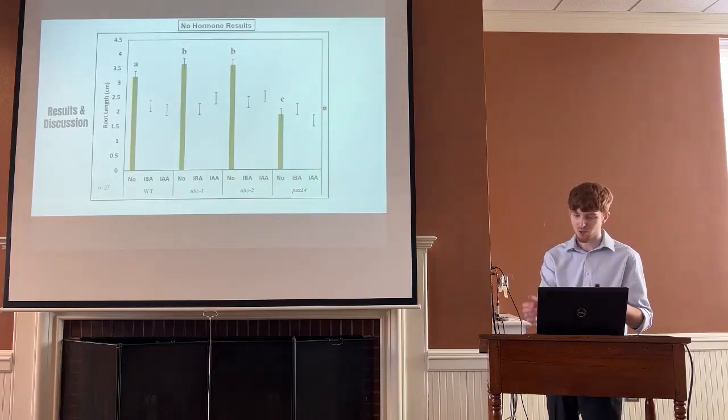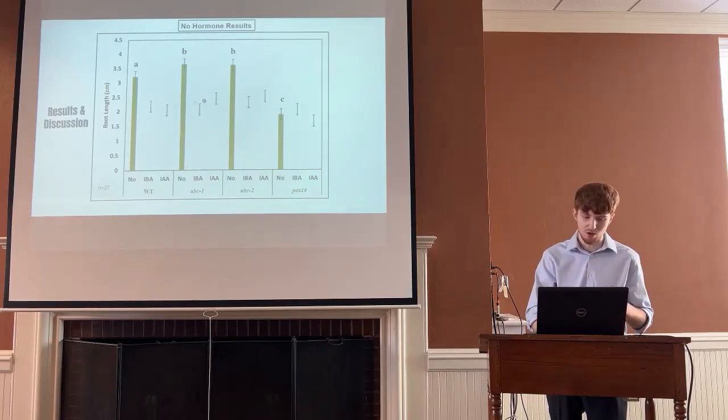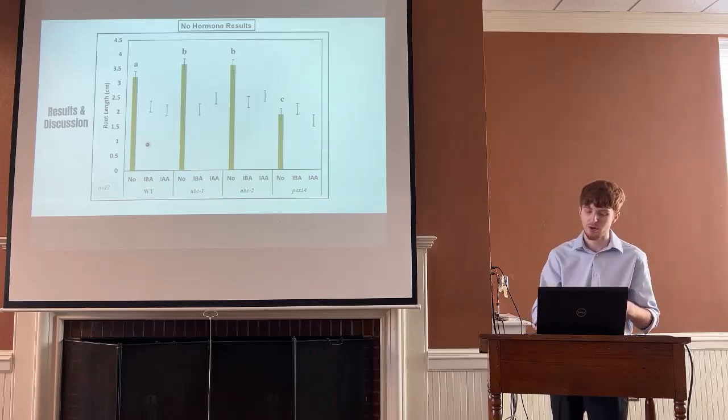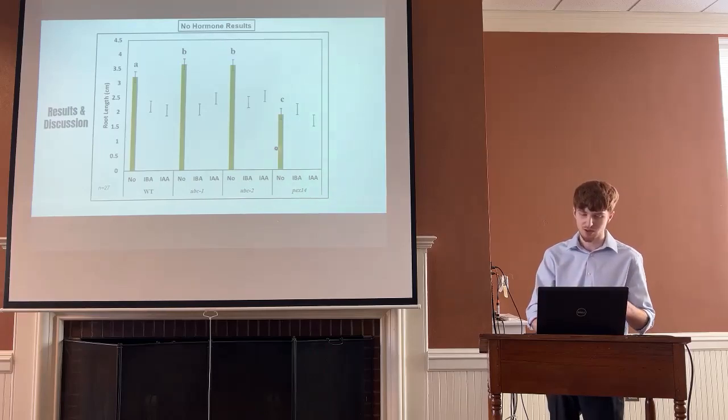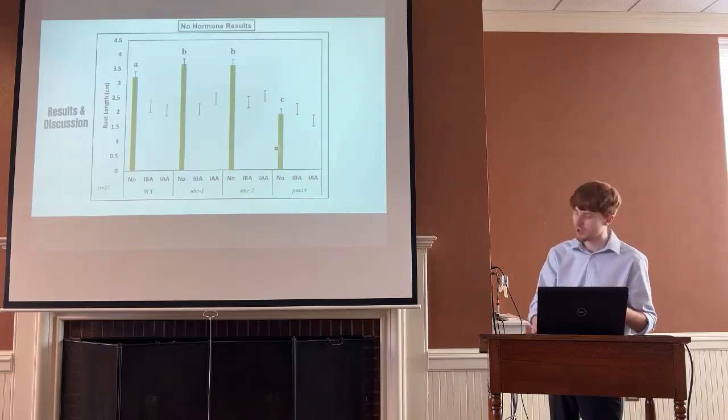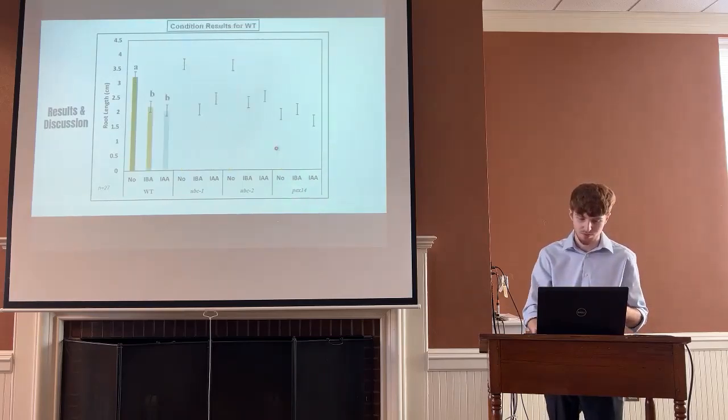So when you're looking at no hormone, you can see that the UBC1 and 2 mutants are longer than the wild type, and this is to be expected and is supported by the preliminary data. And also how PEX14 is the shortest in terms of root length. This is also because it is deficient in its ability to perform beta oxidation.